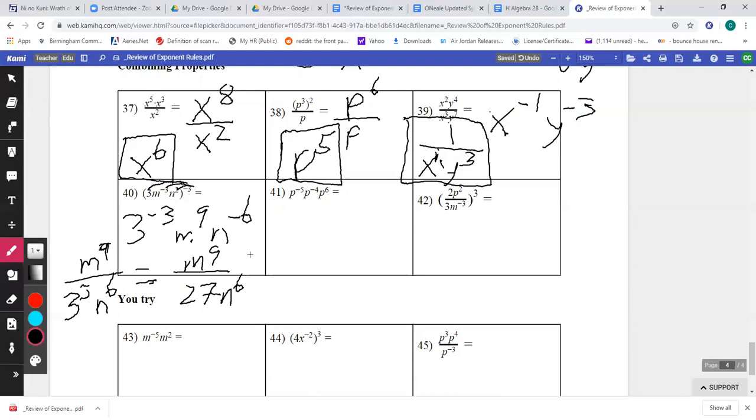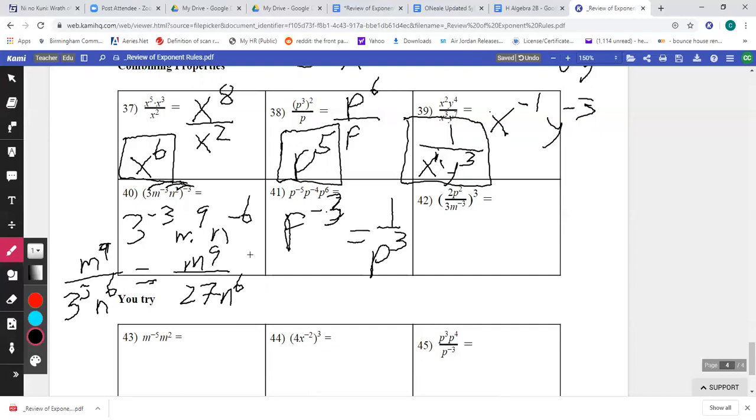Now 41, I have 3 p's. They're all being multiplied. So what does that mean you do with the exponents? Well, you just add everything together. p to the negative 5, negative 4, and 6. Negative 5 plus negative 4 is negative 9. Negative 9 plus 6 is negative 3. So this is p to the negative 3. Remember, all you do is you just add the exponents. And so this will just become 1 over p to the 3rd.